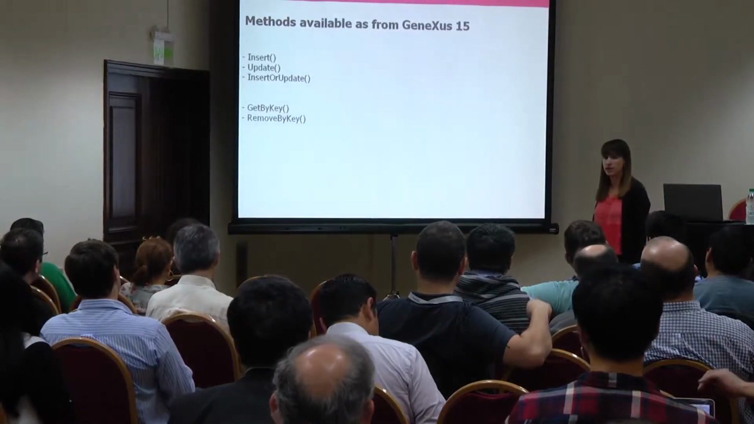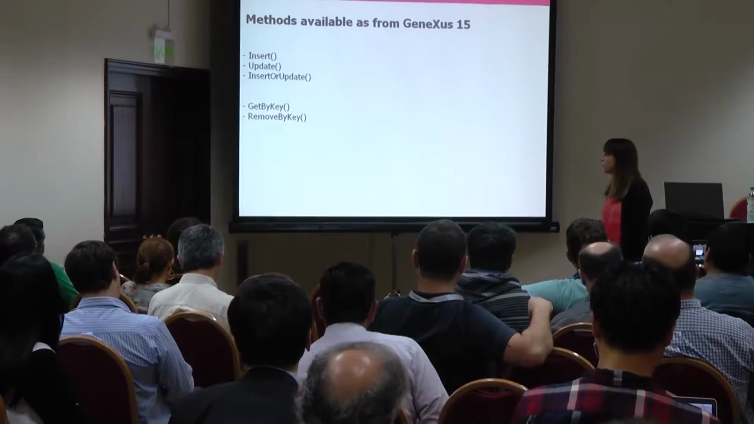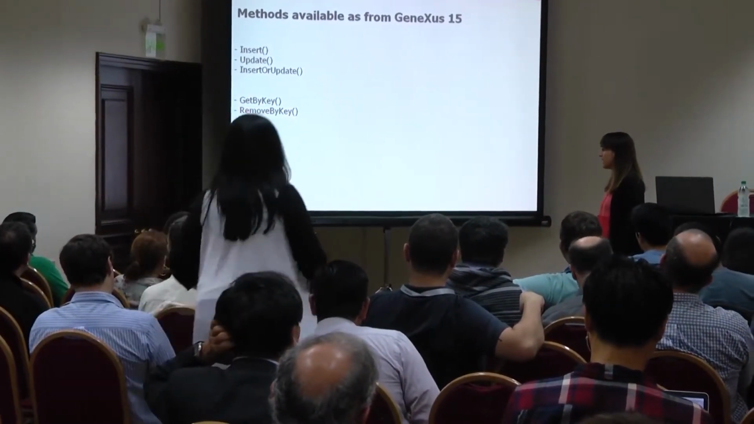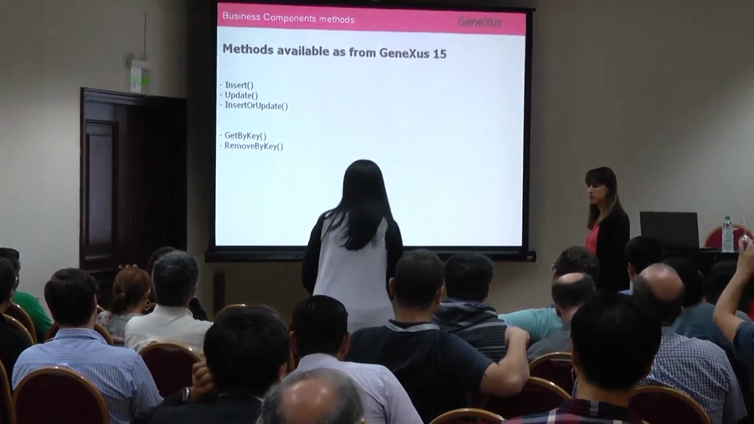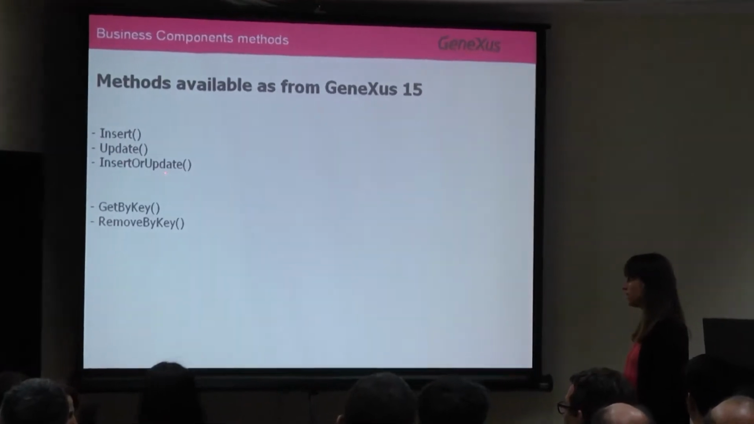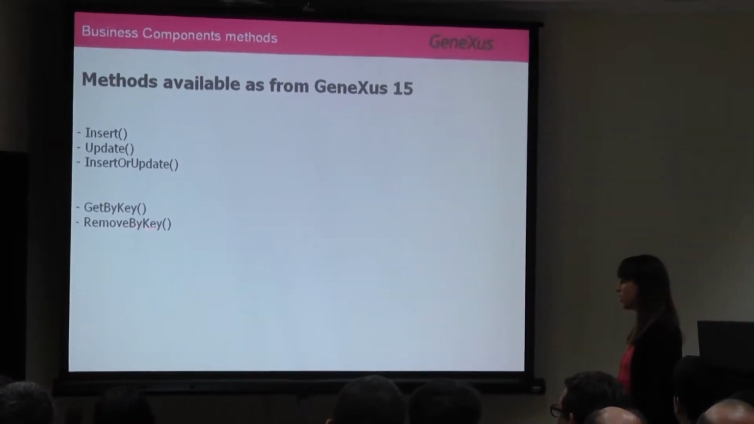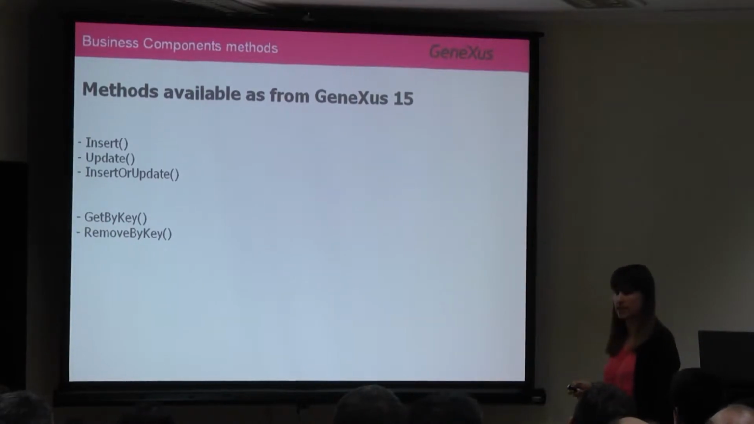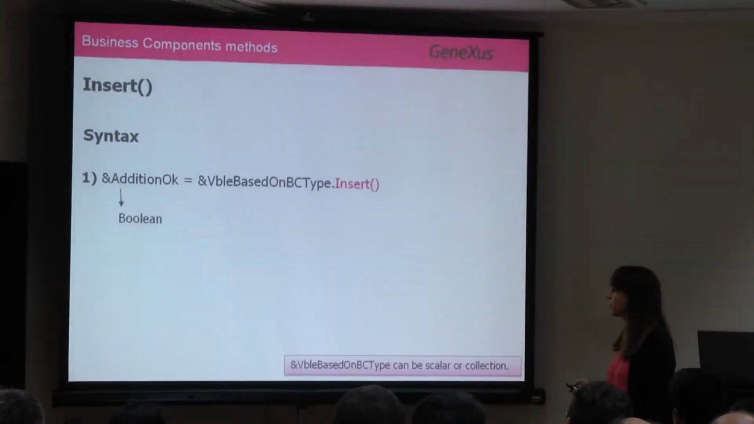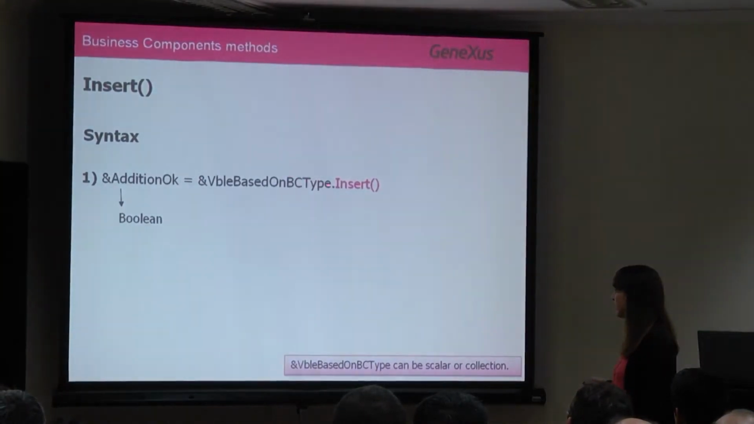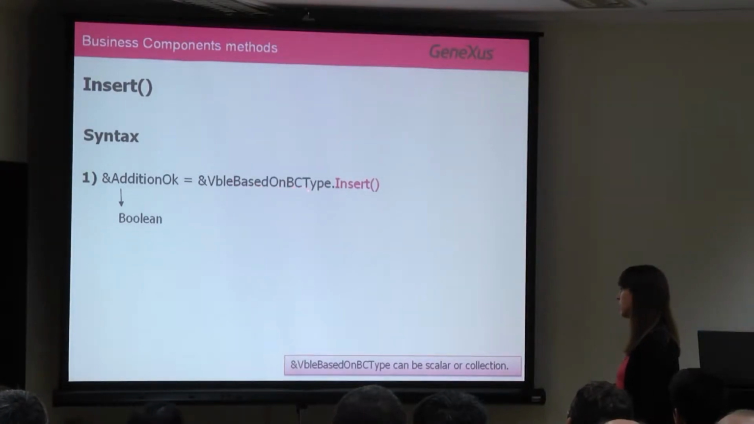So let's look at the list of methods that were added from GeneXus 15. They are separated in two groups because the last ones apply to nested levels. You see insert, update, etc., get by key, remove by key, and these are for nested levels. So let's look at these methods one by one and see their use and suggestions.